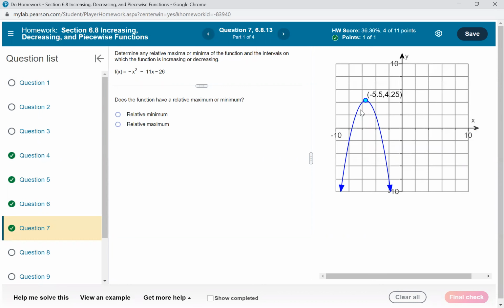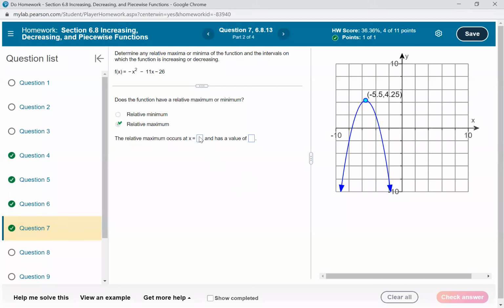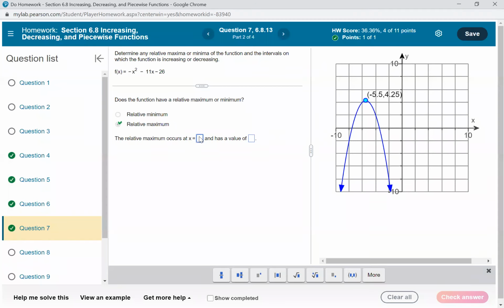So you see, we're looking at the part where it wants to know if we got a maximum or minimum. So what are y'all saying on that? Maximum. So it's going to be a relative maximum. Now, the maximum occurs at what x value? That'd be what? Negative 5.5 is the x value. And it has a value of 4.25, because remember, the values are always those y values. So you would put that in there.